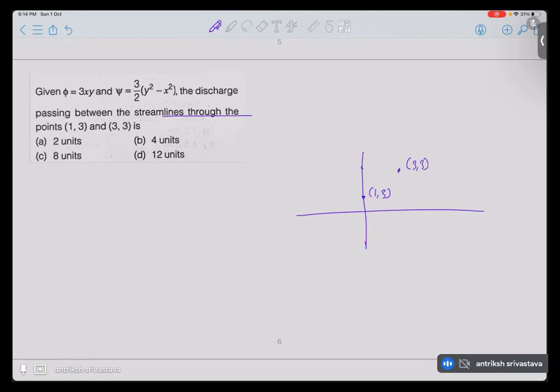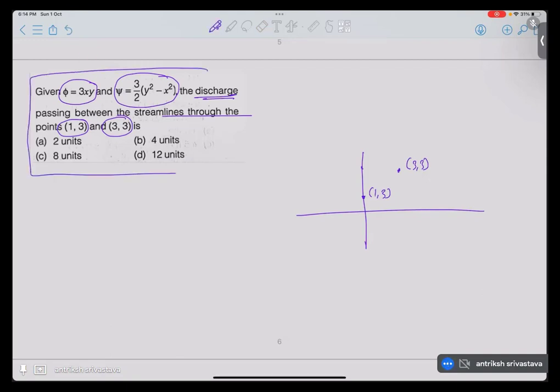So we have to tell what is the discharge passing between (1, 3) and (3, 3) given the stream function and the velocity potential. Now my question to you: do we need all the data that has been given in this question, or can we ignore some of the data and answer this question? Some of the information is redundant. This is a classic example of a question which is given to you to confuse you.